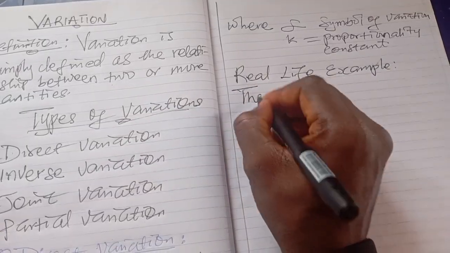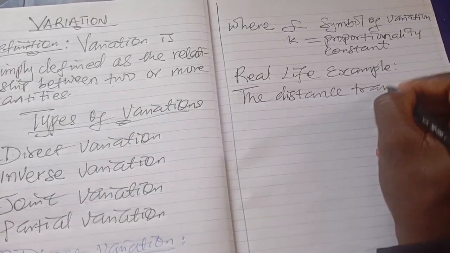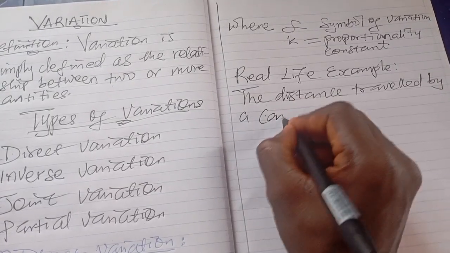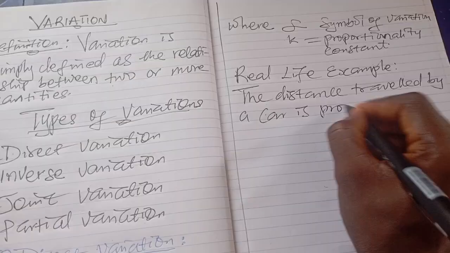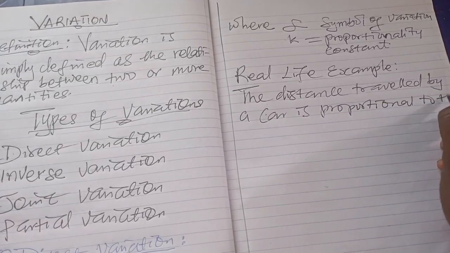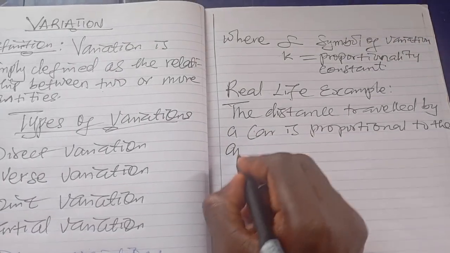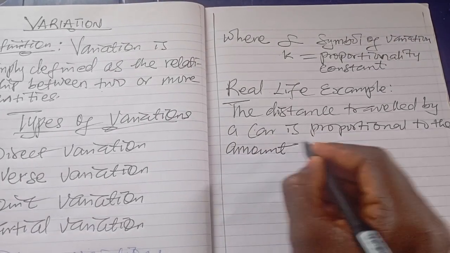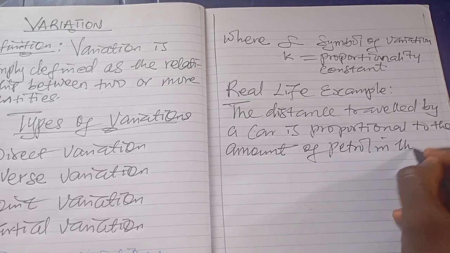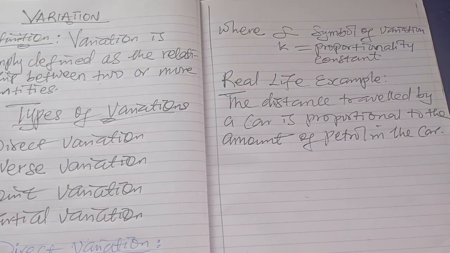All right, examples. Real life example: the distance traveled by a car is proportional to the amount of petrol in the car. Now let's solve a mathematical problem.